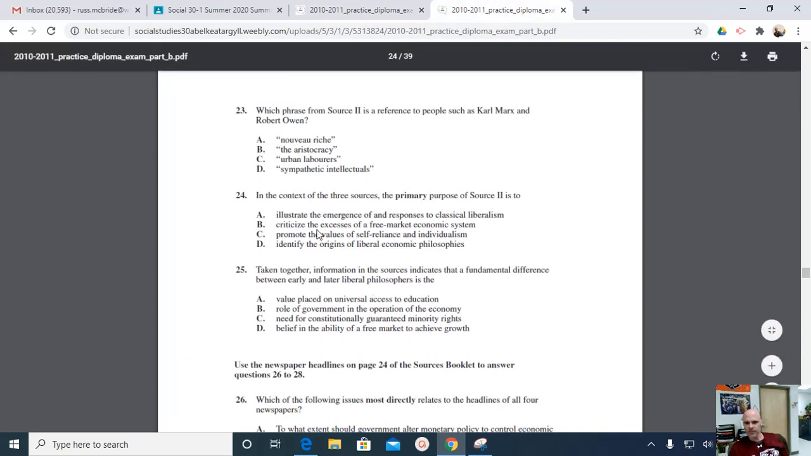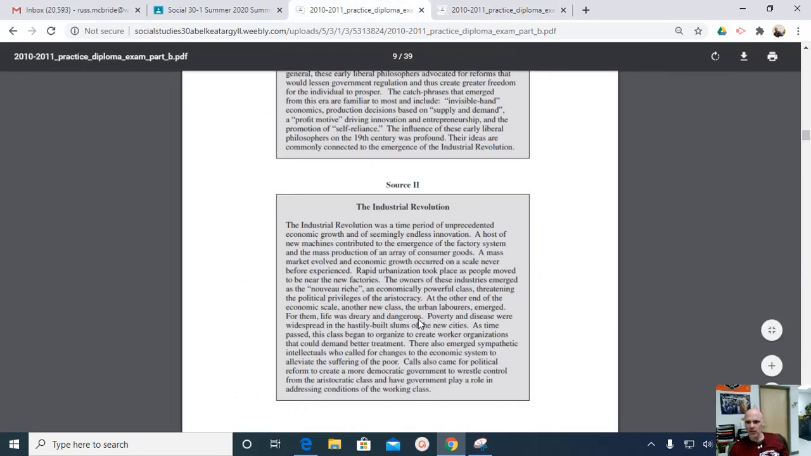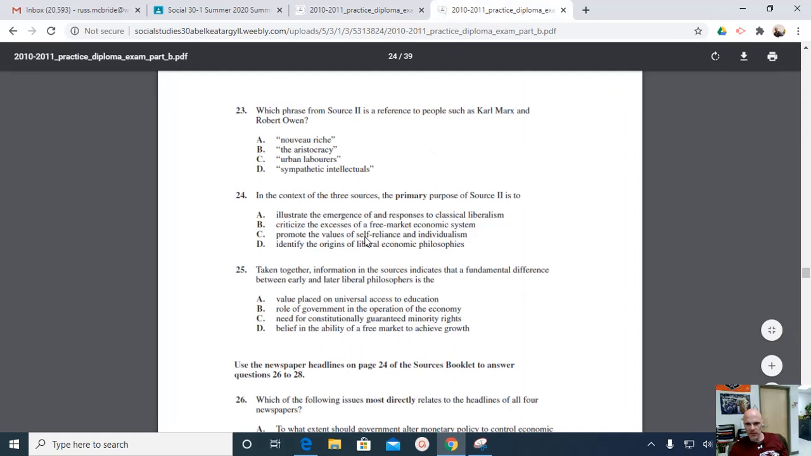Well, let's see here. Purpose is to illustrate the emergence of and responses to classic liberalism. Emergence of classic liberalism, responses to classic liberalism. So the emergence of classic liberalism happens, and as a consequence, this happens. Responses to classic liberalism, we have these sympathetic intellectuals. The emergence is here. The responses are here. Yeah, that could be it. Criticize the excesses. Promote the values.